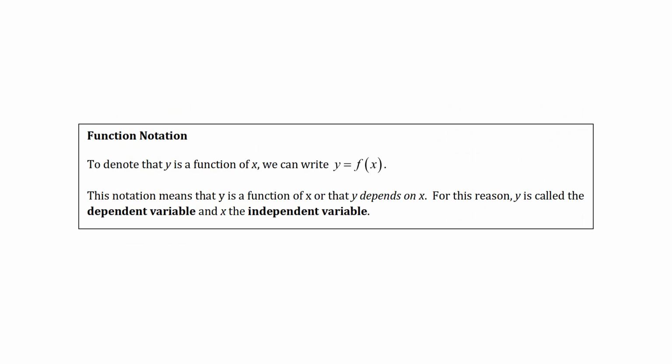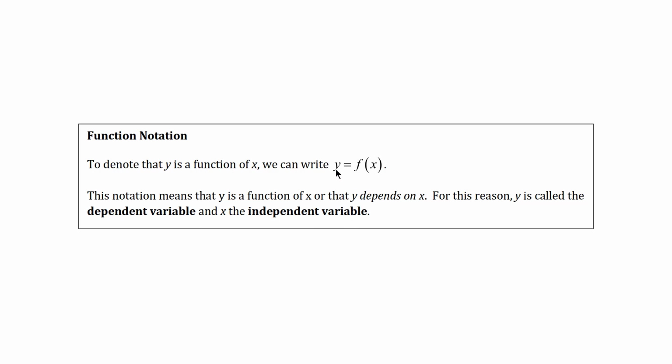Next, we're going to talk about function notation. To denote that y is a function of x, we can write y equals f of x. This notation means that y is a function of x, or that y depends on x. For this reason, y is called the dependent variable, and x is the independent variable. Note here that f of x can also refer to a y value.